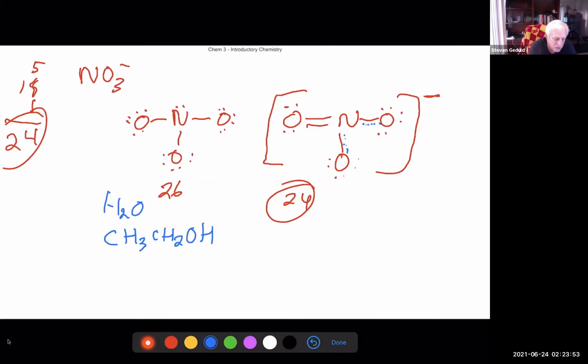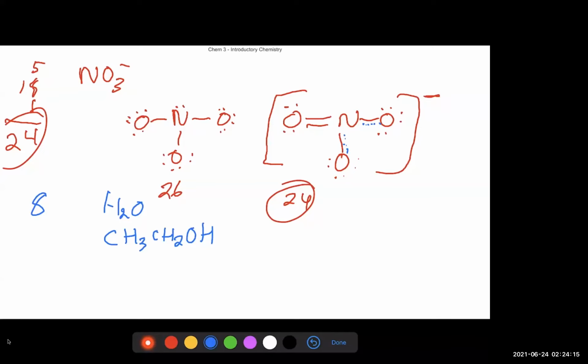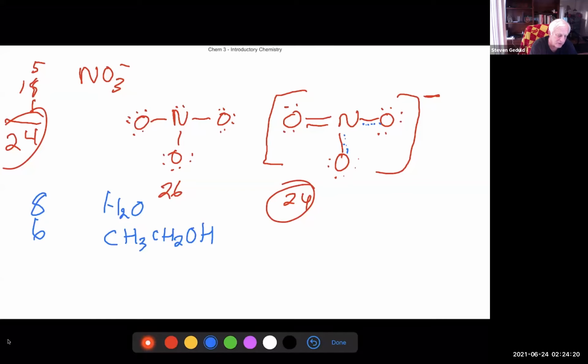All right, we have 2 carbons. How many valence electrons does carbon have? 4. So we have 2 carbons, that gives us 8. I have 6 hydrogens. How many valence electrons does hydrogen have? 1, and there's 6 of them. And 1 oxygen. How many valence electrons does oxygen have? 6. Total of 20. So we have to account for 20 valence electrons.